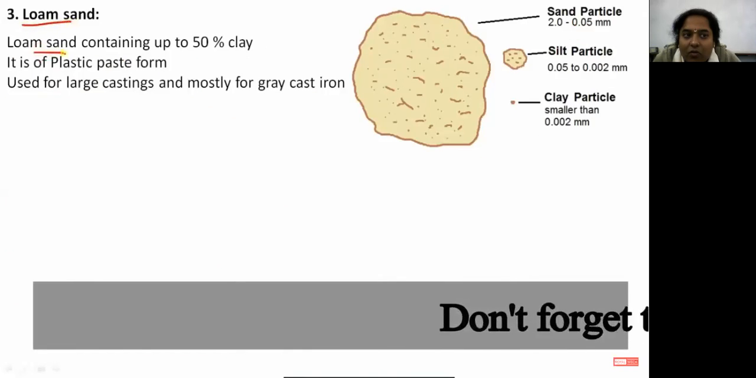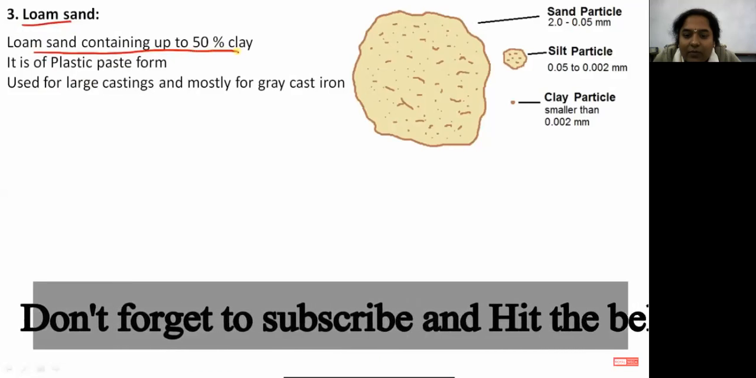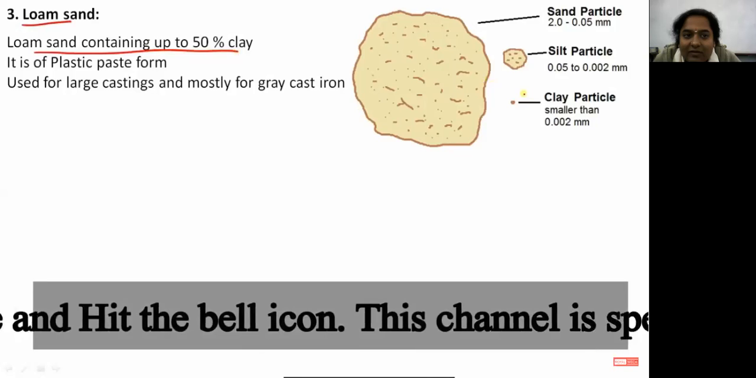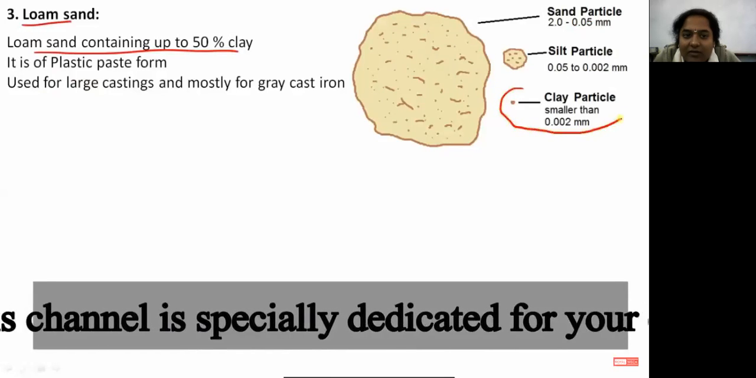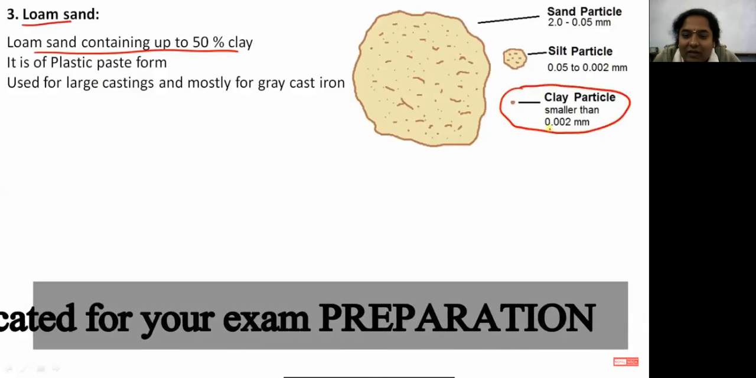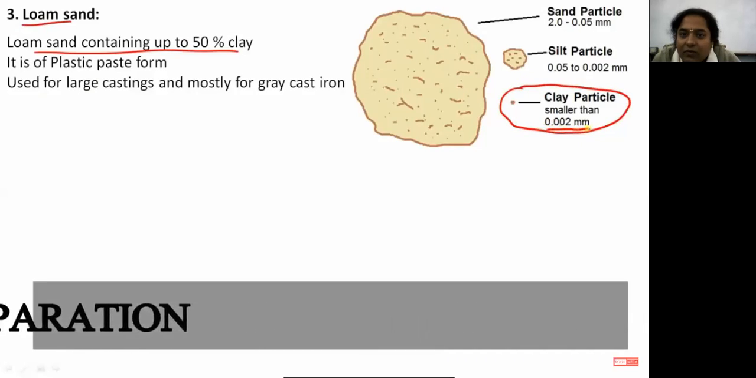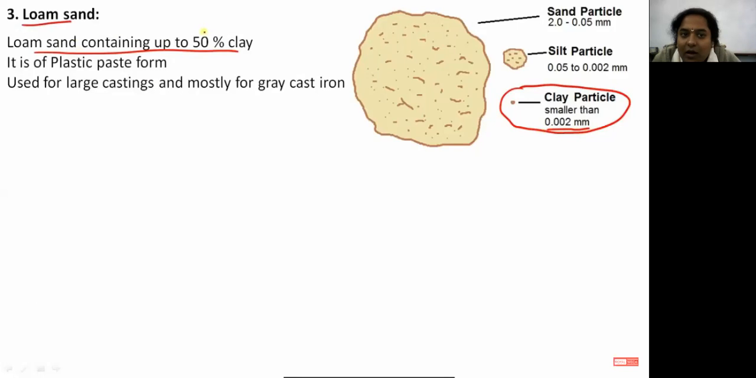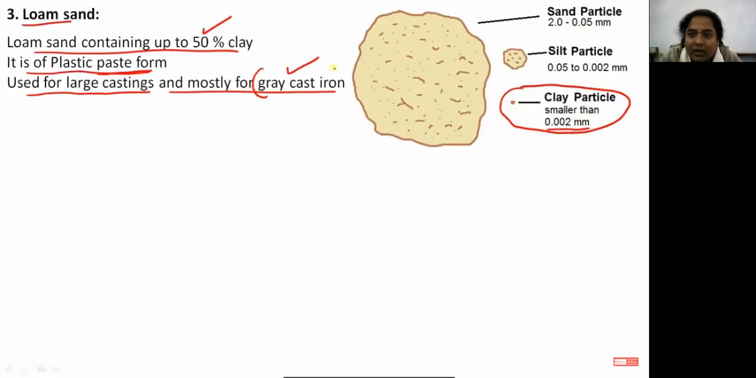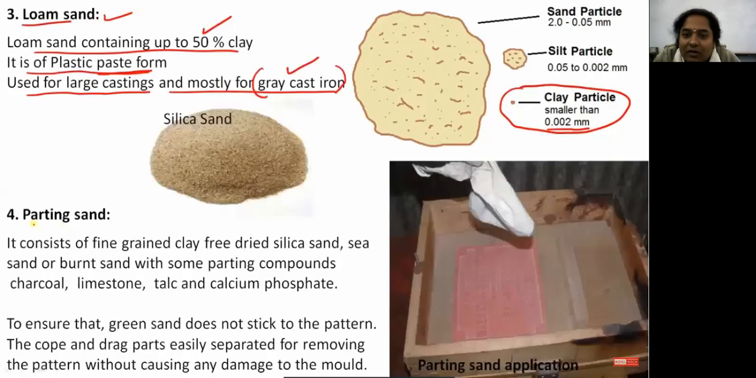Loam sand. Loam sand contains up to 50% clay. It is in plastic paste form, used for large castings and mostly for grey cast iron. You can see the sand particles, and the clay particle is the smallest particle. Loam sand is nothing but clay particles.